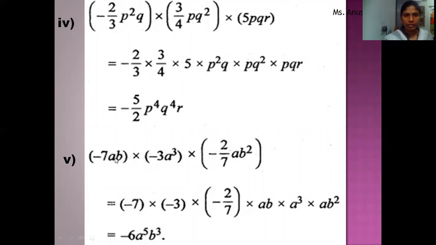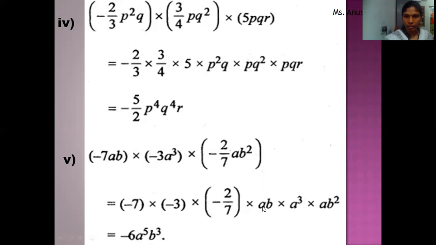And the final last example of this slide is minus 7ab into minus 3a cube into minus 2 by 7 ab square. Here also same procedure, taking the numbers first of all: minus 7 into minus 3 into minus 2 by 7 into ab into a cube into ab square. Then finally this 7 and 7 will be cancelling off. Minus into minus into minus: minus into minus is plus, plus into minus is minus. So minus is given, and 3 into 2 is 6. 7 and 7 will be cancelling off.